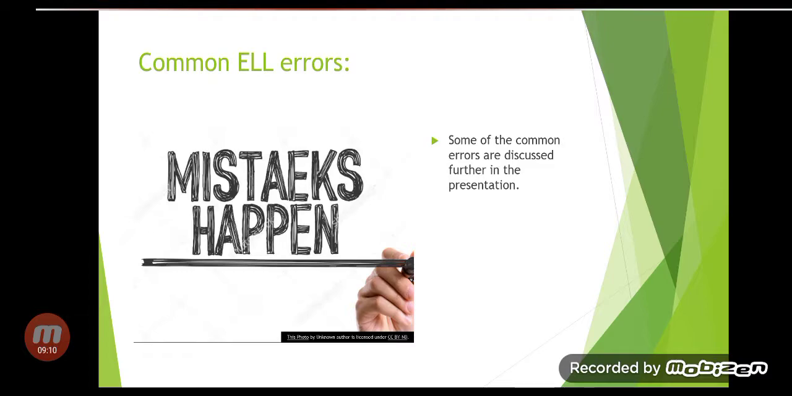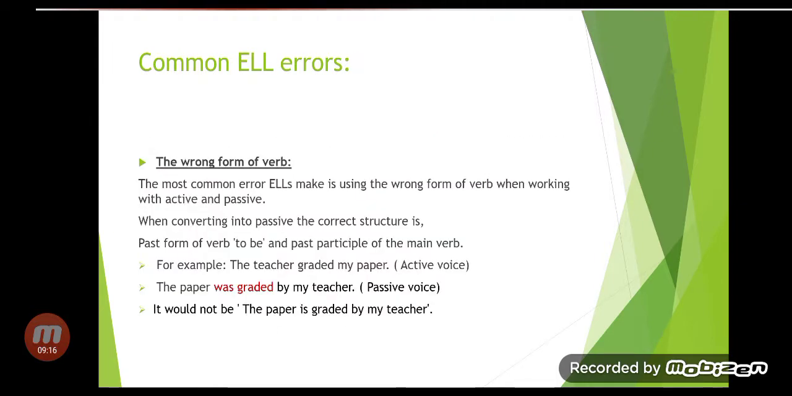Moving towards the common ELL errors. What are some of the common ELL errors? The first error is the wrong form of verb. ELLs use the wrong form of verb when working with active and passive.